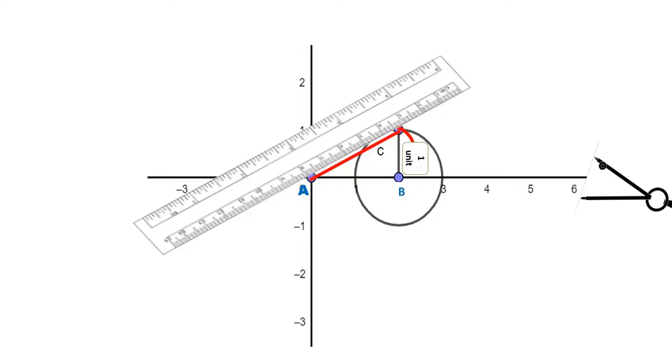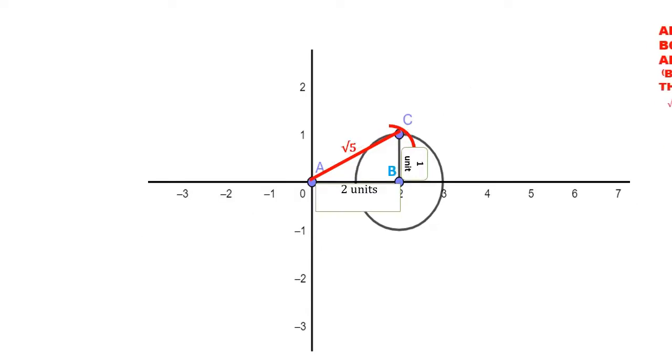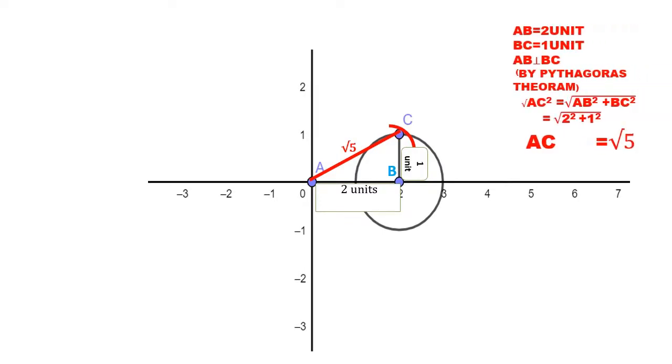Now can you analyze what type of shape is being formed or what type of triangle is being formed? Yes, it is a right triangle with AC as hypotenuse. As I already told you that it is a right angle triangle. Therefore, AB is perpendicular to BC.